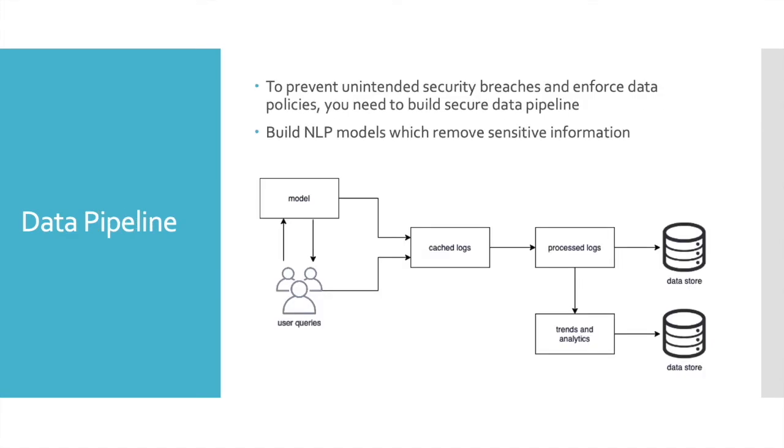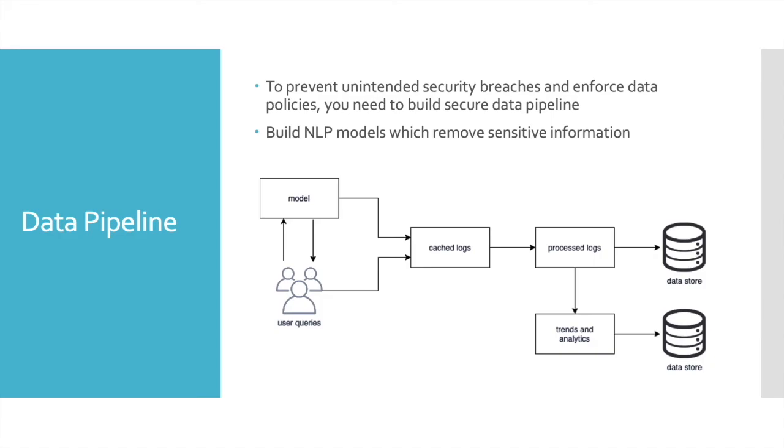So once you've defined your data policy, you need to build a secure data pipeline which can enforce this policy. In order to do that, you want to do things like keep track of information like what user this piece of data came from so that you can delete that data if they ask for it to be removed.